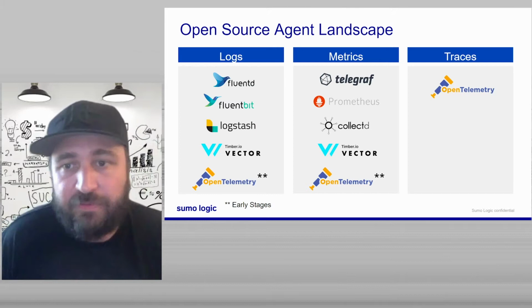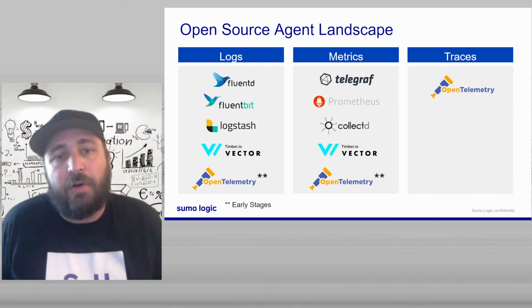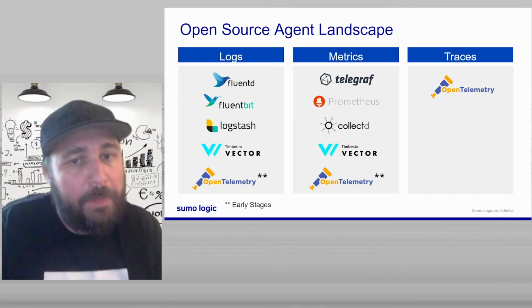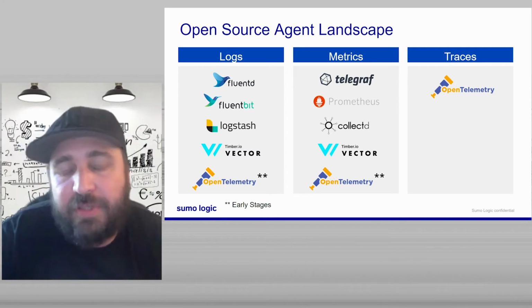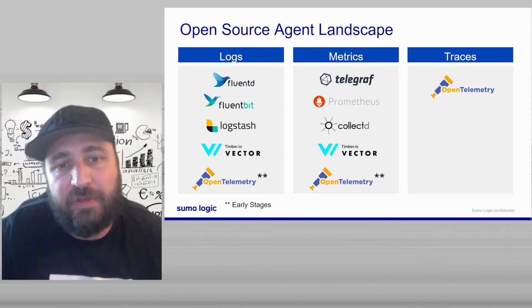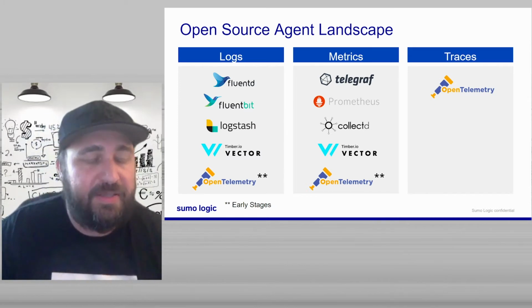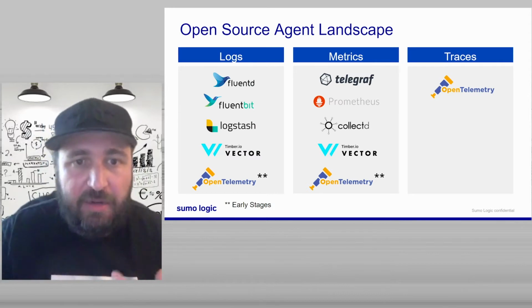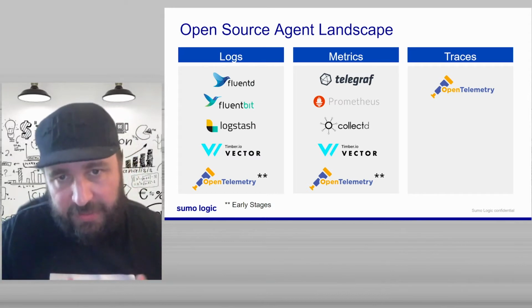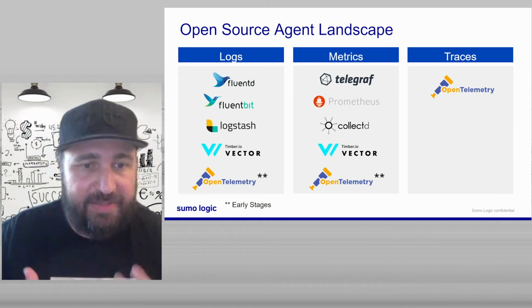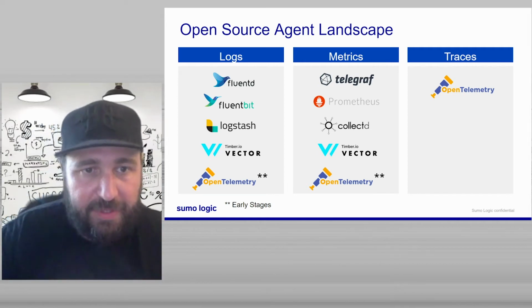And finally, you have traces. Now, when it comes to agent collection for tracing, OpenTelemetry is pretty much it. OpenTelemetry is the only real agent out there that can be used to collect traces as far as an agent goes. Yes, of course, you have Jaeger and you have Zipkin and all the different things, but OpenTelemetry kind of sits in the middle of that. It provides that universal standard for things.